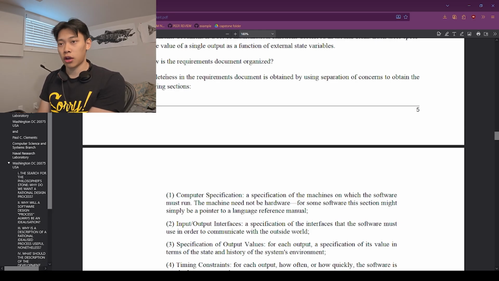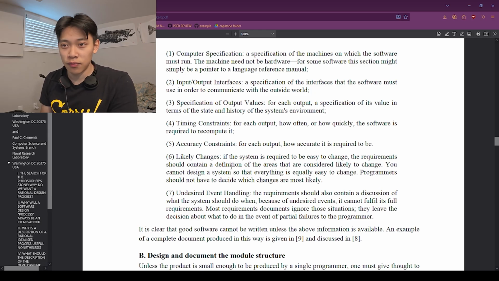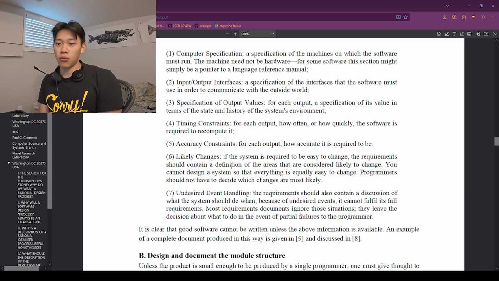Completeness in the requirements document is obtained by using separation of concerns to obtain the following sections. 1. Computer specification. A specification of the machines on which software must run. The machine need not be hardware. For some software, this section might simply be a pointer to a language reference manual. 2. Input and output interfaces. A specification of the interfaces that the software must use in order to communicate with the outside world.